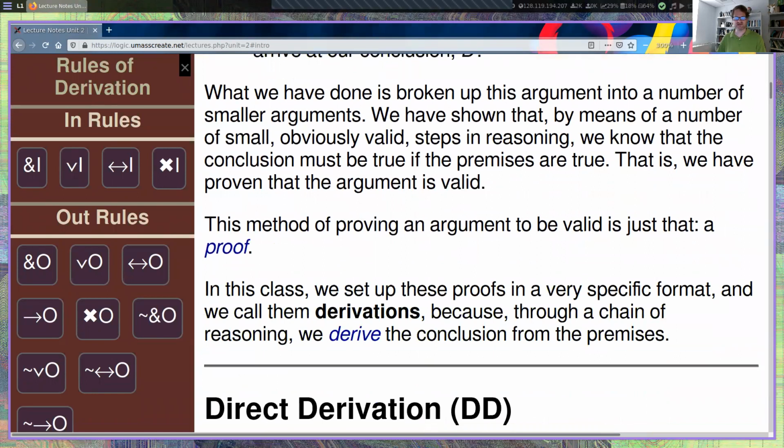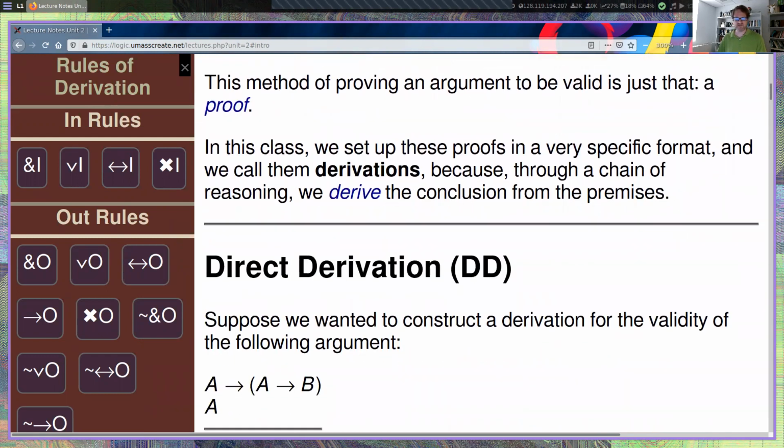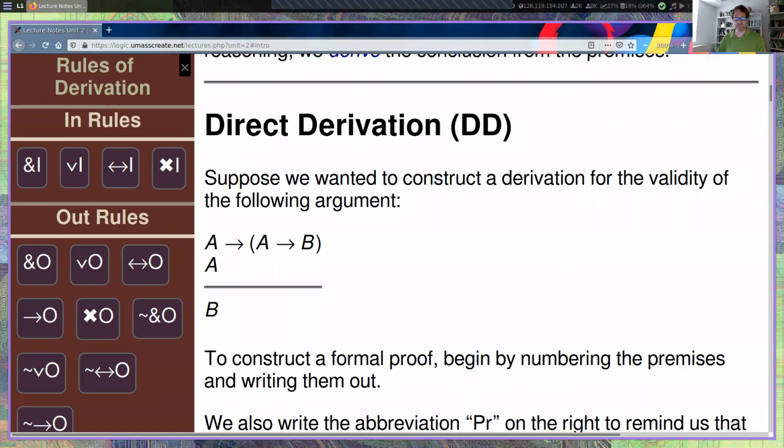We call this way of doing something a proof, because we prove the conclusion from the premises with a series of steps of reasoning, each of which is obviously valid. Technically, we also call them derivations because we're going to derive the conclusion from the premises. So we start with a method called direct derivation.